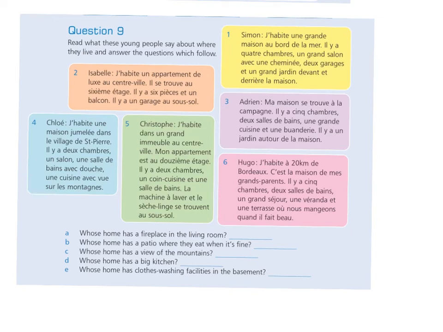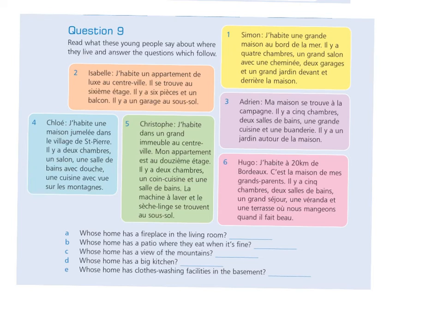And 6. Hugo. J'habite à 20 km de Bordeaux. C'est la maison de mes grands-parents. I live 20 kilometers from Bordeaux. It's the house of my grandparents, so it's my grandparents' house. Il y a 5 chambres. There are 5 bedrooms. 2 salles de bain, 2 bathrooms. Un grand séjour. Séjour is the same thing as a salon, sitting room. Une véranda, a sunroom or a conservatory. Et une terrasse où nous mangeons quand il fait beau. And a patio where we eat when the weather is warm or nice.